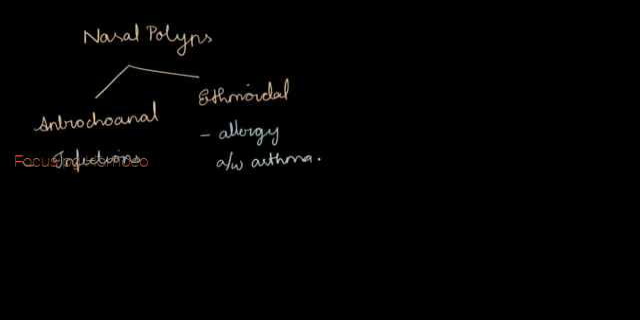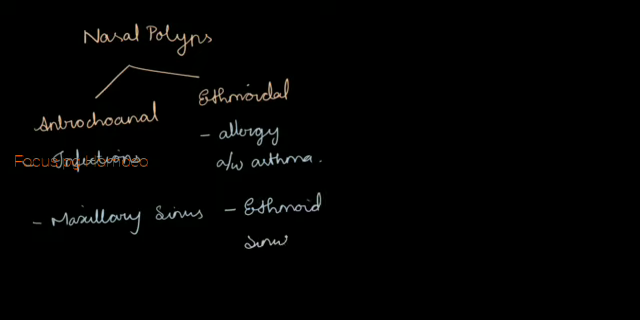The antrochoanal polyp mainly arises from the maxillary sinus. But the ethmoidal polyp, the name itself indicates, arises from the ethmoidal sinus. So this is all regarding nasal polyps. So moving forward.